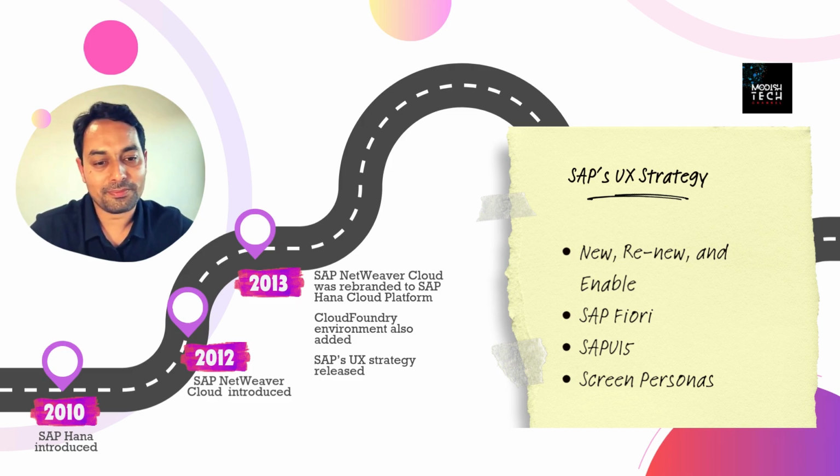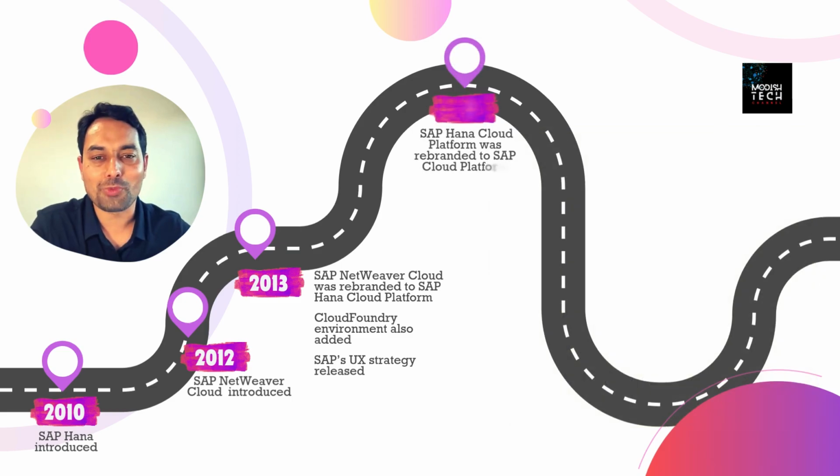Then came the year 2017, and there was another rebrand. The term HANA was dropped from SAP HANA Cloud Platform, which means the new brand is SAP Cloud Platform, SCP as we know.